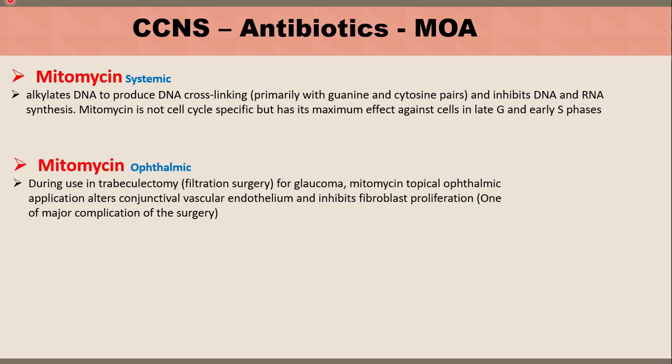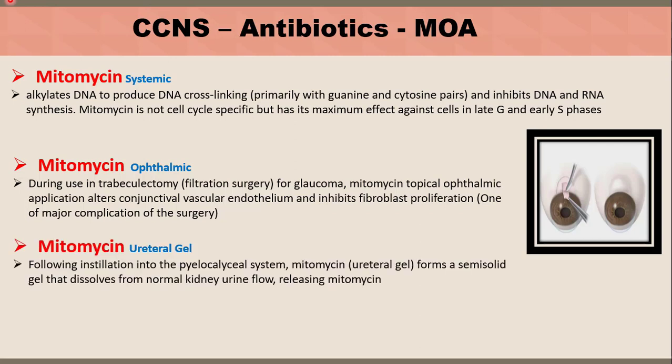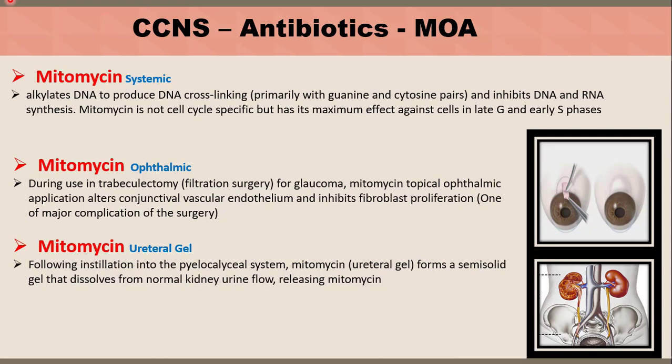Mitomycin ophthalmic is used during trabeculectomy filtration surgery for glaucoma. Mitomycin topical ophthalmic application alters conjunctival vascular endothelium and inhibits fibroblast proliferation, which is one of the major complications of the filtration surgery. Mitomycin urethral gel. Following instillation into the pyelocalyceal system, mitomycin urethral gel forms a semi-solid gel that dissolves from normal kidney urine flow, releasing mitomycin.